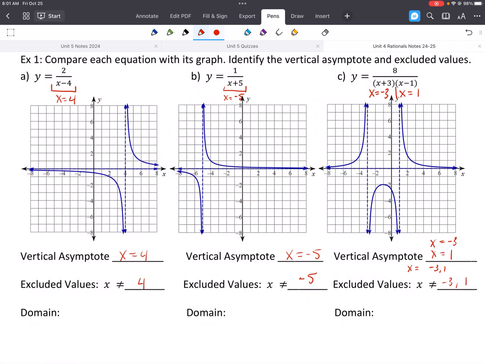Last thing is the domain. So domain in the past, when we did parabolas, it was always -infinity to infinity, and that was our domain. But now we're breaking that domain into parts because we have values that don't work. Those excluded values don't work for the equation. So we would go from -infinity to 4, and then we'd use a parenthesis because we don't include 4. And then we use a union, that's like a u, and we would continue everything after 4.